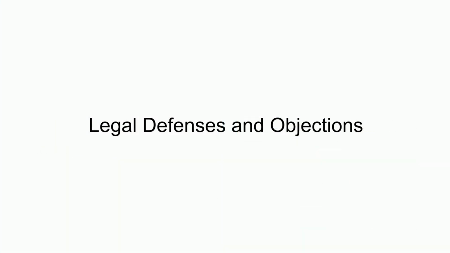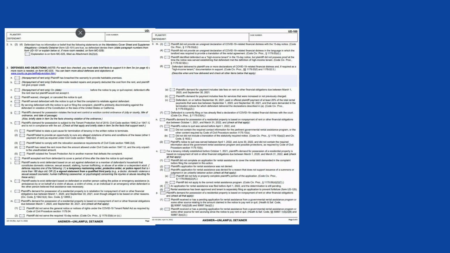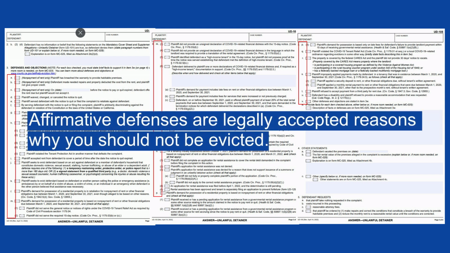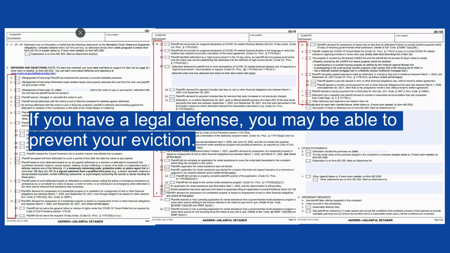Legal defenses and objections. The plaintiff must prove that they properly terminated your tenancy. In this section, you will be able to challenge the allegations in the complaint using the legal defenses and objections listed from 3A through 3V. Affirmative defenses are legally accepted reasons why you should not be evicted. If you have a legal defense, you may be able to prevent your eviction.